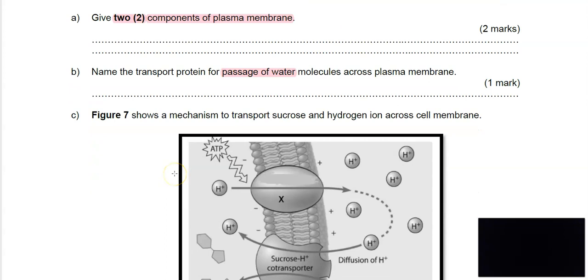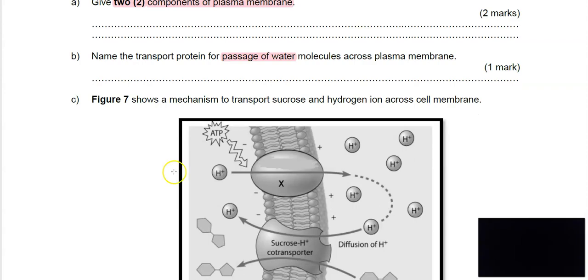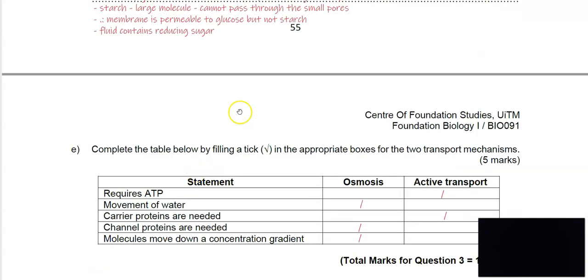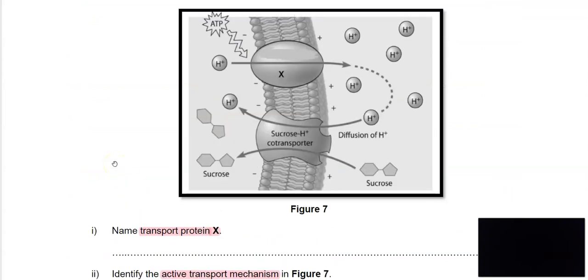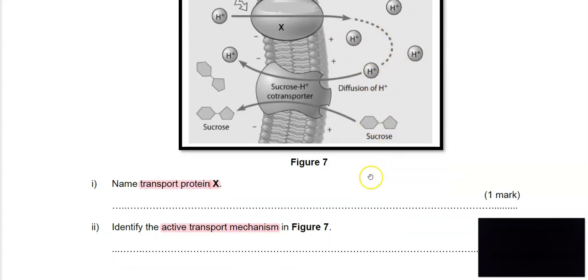Question C. Figure 7 shows a mechanism to transport sucrose and hydrogen ion across a membrane. This one is similar, not the same, but similar to the previous question. So question number 1 here: name transport protein X. This X is a proton pump. It pumps hydrogen ions from inside to the outside to concentrate hydrogen ions on the extracellular fluid side.